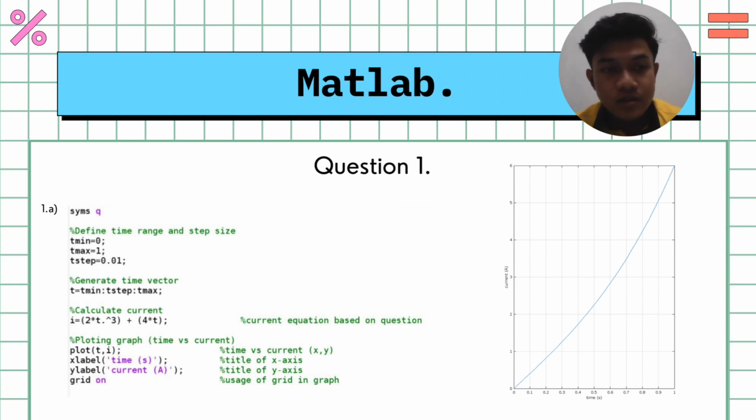This is the given equation, which is the current equation, i equals 2t power of 3 plus 4t. And then the last step is to plot the graph. As stated in the script, we use plot t, i, xlabel, which is the x-axis belonging to time with the unit s, and ylabel current with the unit ampere A. And we also put grid on to use the grid in the graph.